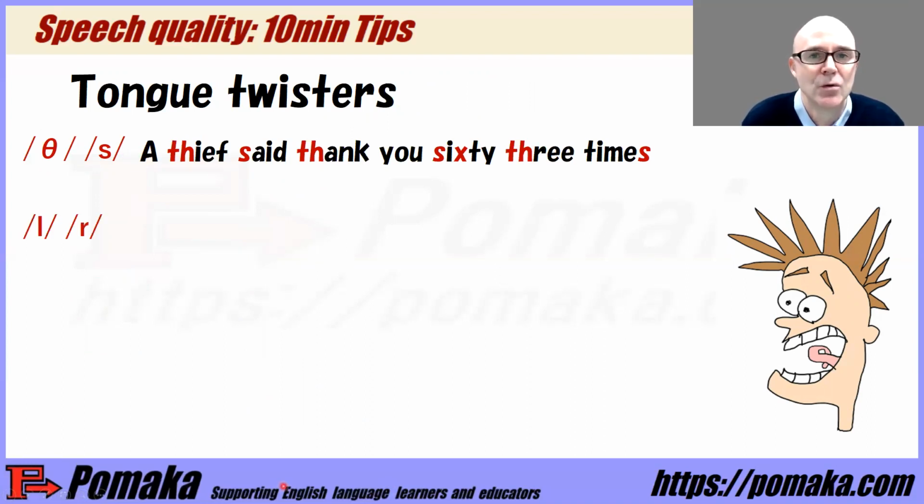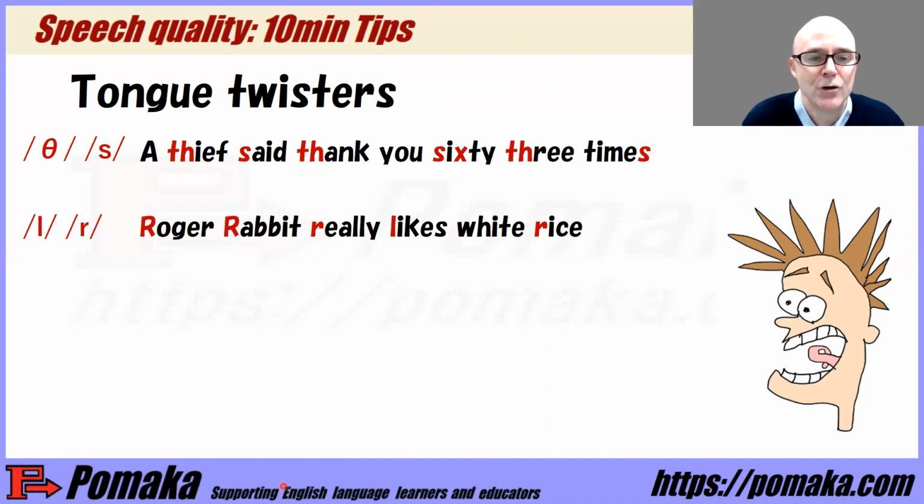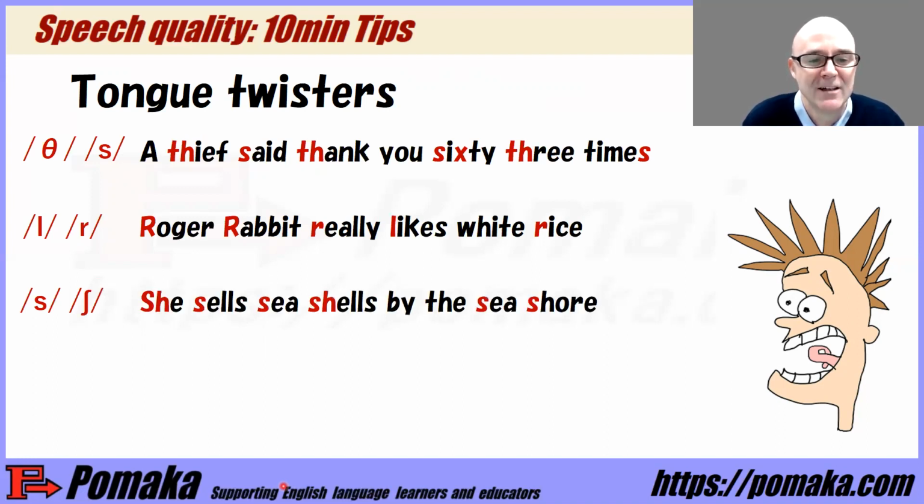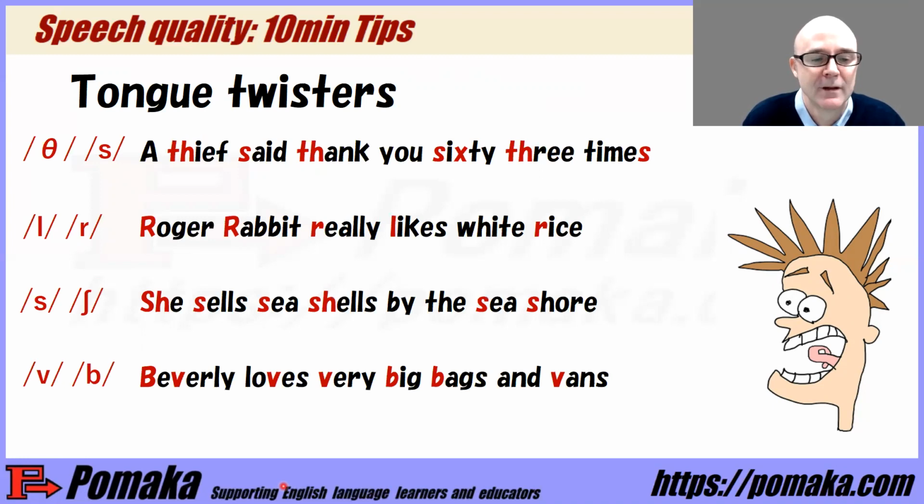L and r. Roger Rabbit really likes white rice. S and sh. She sells seashells by the seashore. Am I getting them right so far? I think I am. V and b. Beverly loves very big bags and vans. Sometimes you can even make your own tongue twisters for similar sounds that you want to practice.